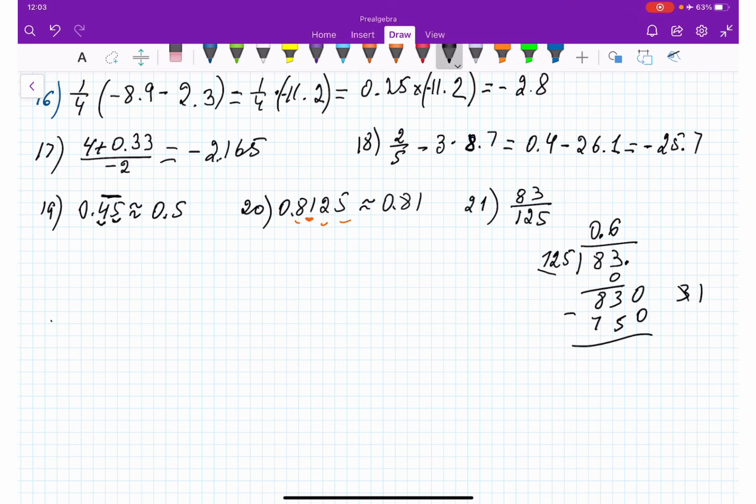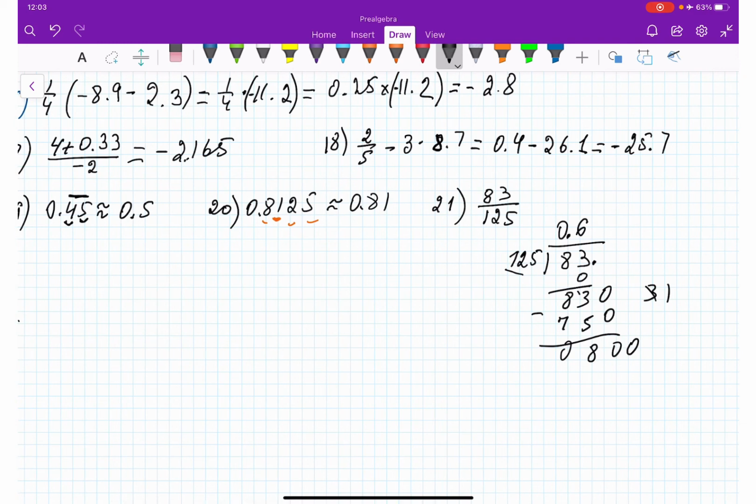So 13 minus 5 is 8, and the 7 will be gone. So this is 0. We are getting a remainder of 80. Let me add one more 0. So it's going to be 6. One more time, because 800 minus 750, we are getting 50. And divided by 125, how many times? 4 times. It's going to be 500, and we are done. So it's going to be 0.664.